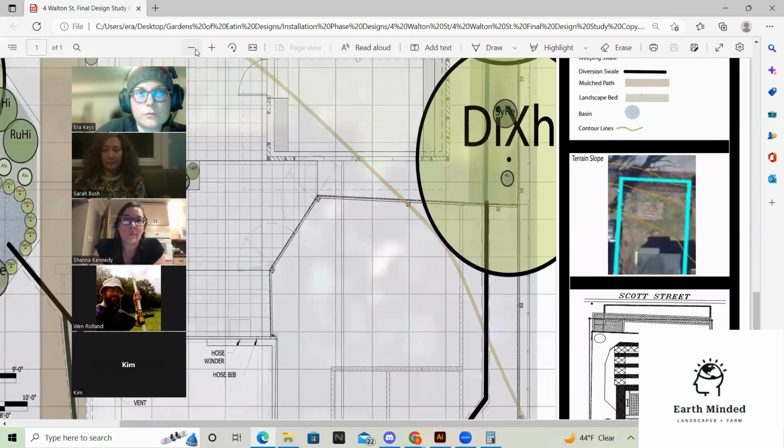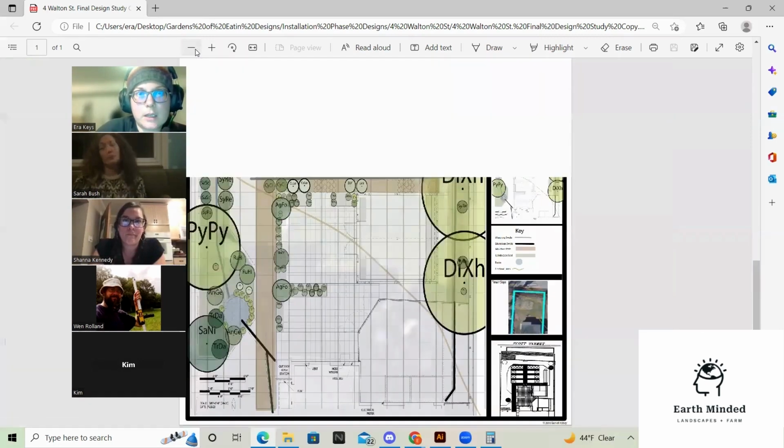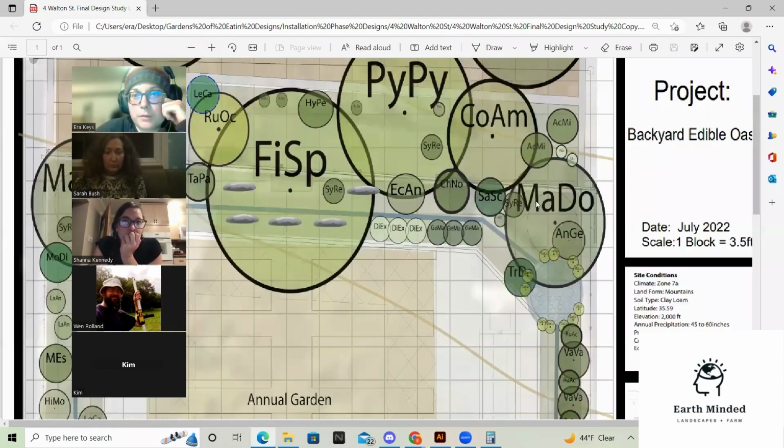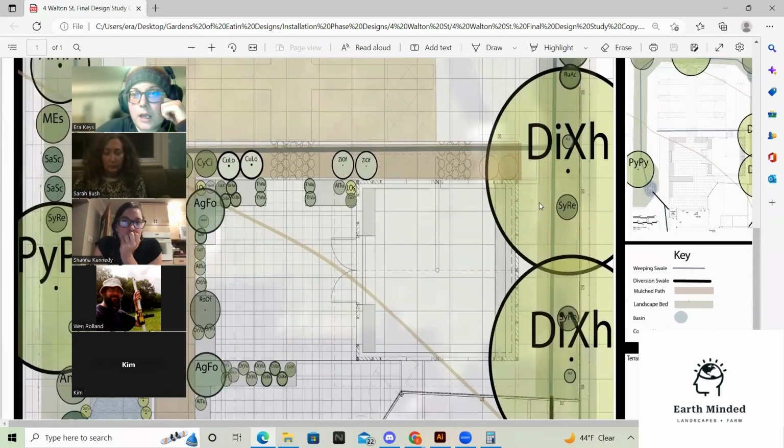Okay, now let's zoom out until we can see most of this design. Now, things I want to bring to your attention before we start talking about specifics. One block in the scale of this design is equal to 3.5 feet. Okay, so imagine that in your head. One of these blocks is 3.5 feet. Okay, now this key is important to be able to understand what is going on.